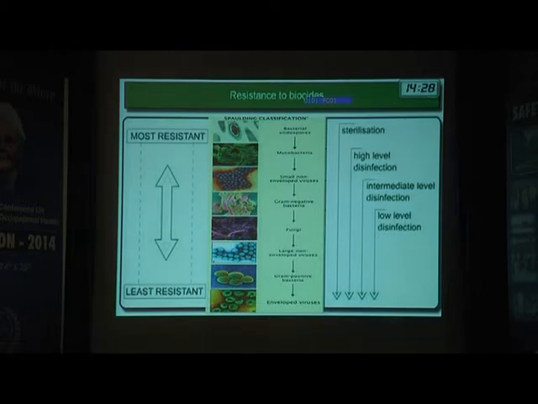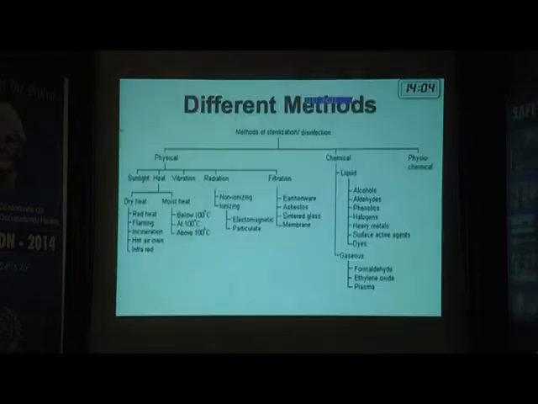fungi like Candida and Aspergillus, larger non-enveloped viruses, gram-positive bacteria, and then enveloped viruses, which have a fatty layer which can be dissolved. So to kill these organisms, you need sterilization for those at the top, high-level disinfectant up to mycobacteria, intermediate up to your viruses, and low-level for gram-positive and gram-negative bacteria and downwards.